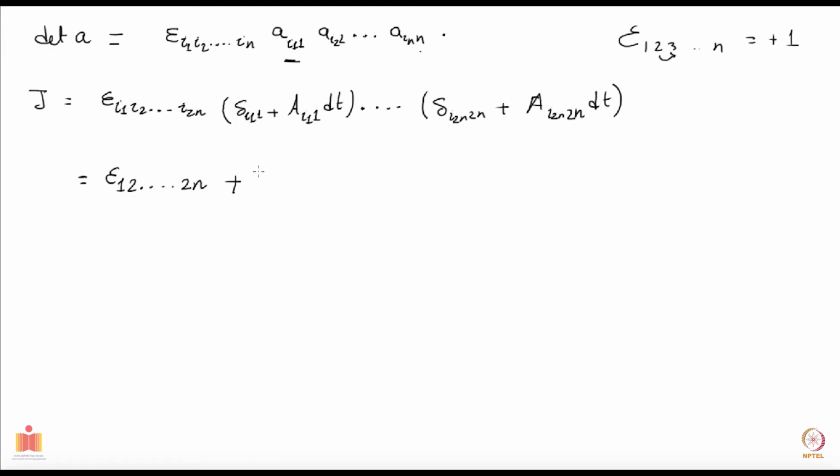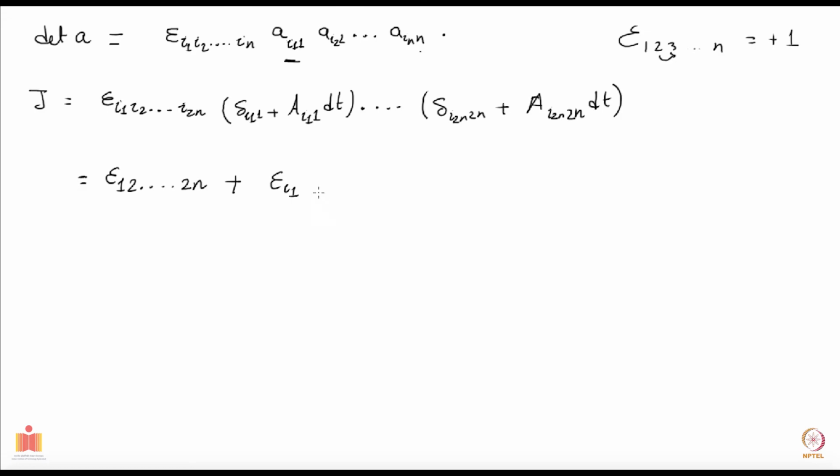Plus, now you are going to generate the terms proportional to dt in many ways. If you pick up this A factor from this term and all the others are deltas, then you are going to have a term proportional to dt. Similarly, if you pick a delta from this one and you pick A_{i2 2} and all others to be deltas, then you get another term which is proportional to dt. So let me write that down. You are going to generate terms like this.